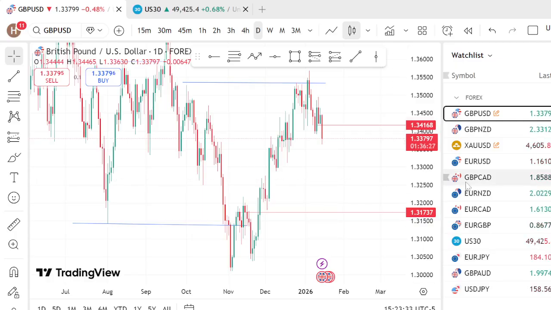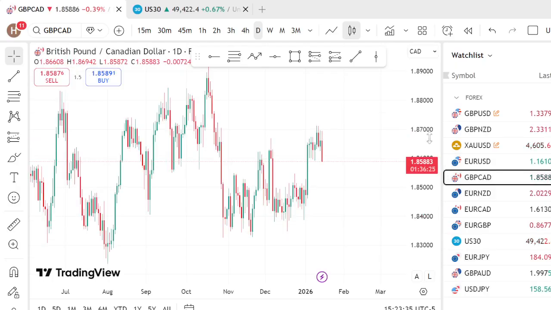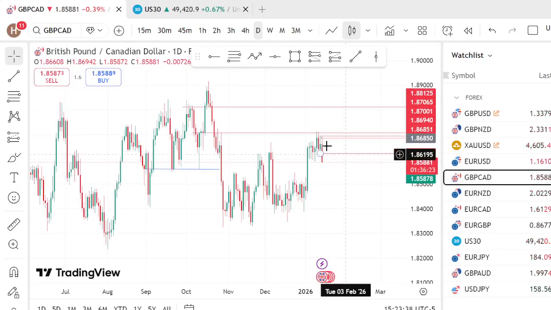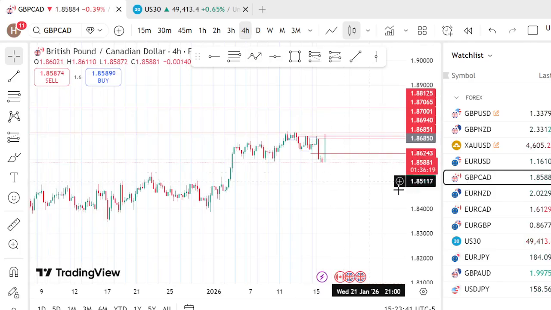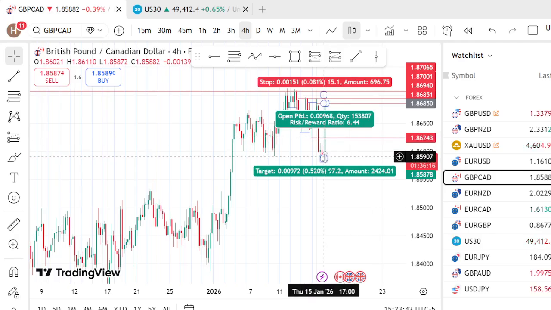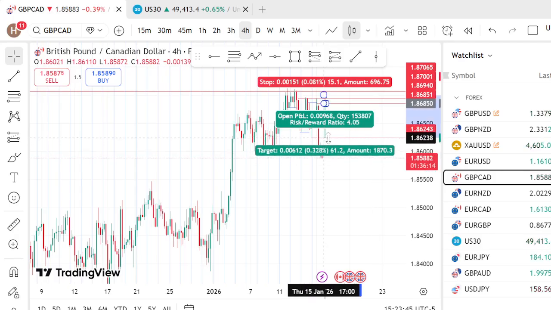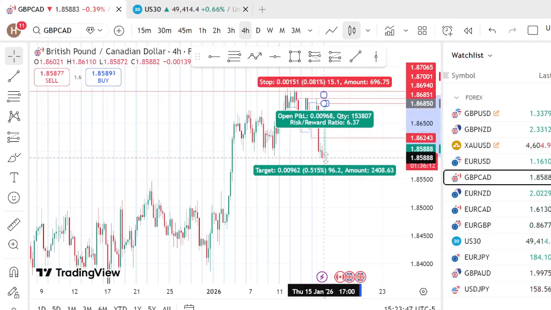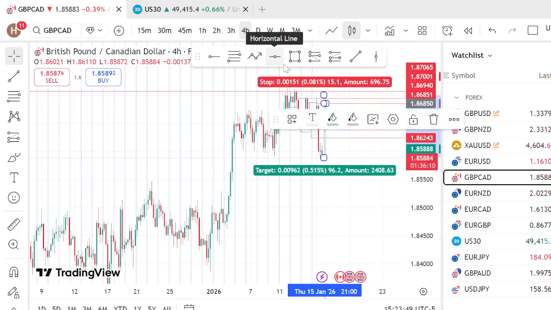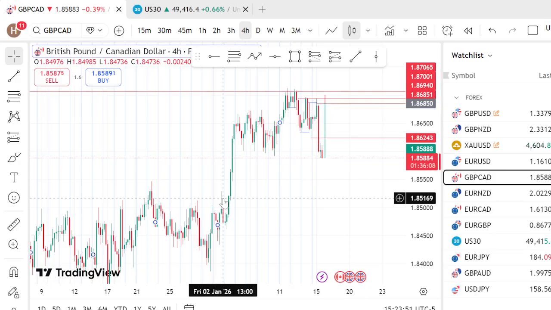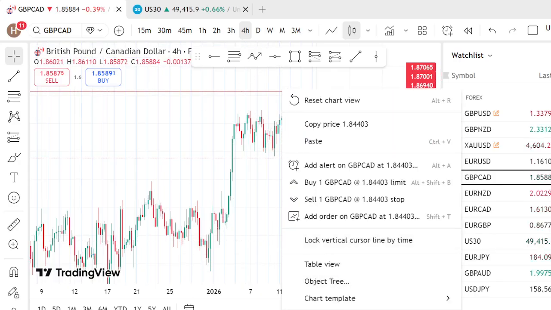Now let's start with GBPCAD. Obviously, I still have my chart here. That trade gave me a 1:4. I left the market at this zone, so a 1:4. Currently it's at 1:6. So that's that. So let's analyze this. Let me clear the entire chart.